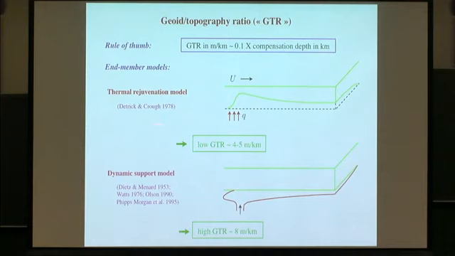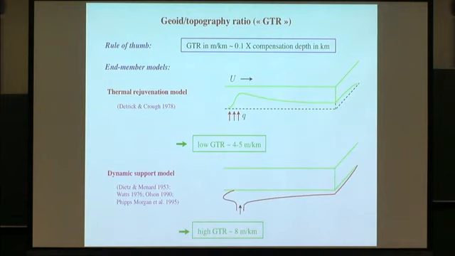This is a model that was proposed back in the 70s by Detrick and Crough, the thermal rejuvenation model. What they posited was a plate moving horizontally at some normal speed, 10 centimeters a year, for example. And suddenly, from a source whose identity wasn't entirely clear, presumably a plume, there's an input of heat into the lithosphere. That thins the lithosphere very rapidly according to the model and means that the buoyant material is contained where there used to be denser or colder lithospheric material in here. And that gives you a low GTR of 4 to 5 meters per kilometer because your buoyant material is where the lithosphere used to be.